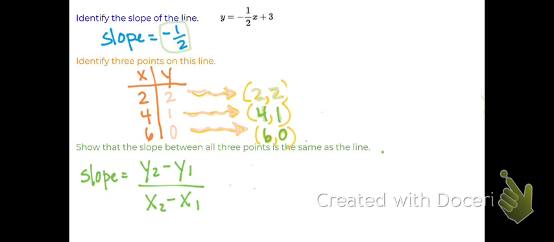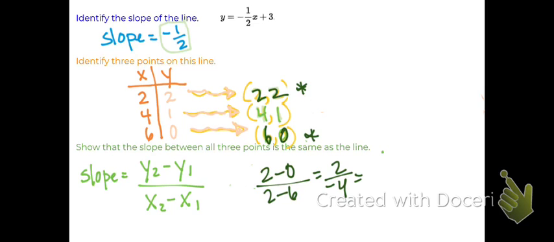And lastly, if we pick the top one and the bottom one, the change in the y, 2 minus 0, divided by the change in the x, 2 minus 6, we get 2 over -4, which is -1/2. So what is this telling us? What's the purpose of this question?